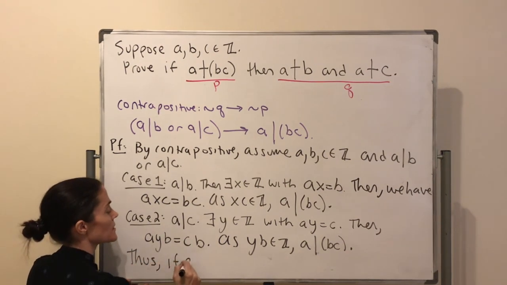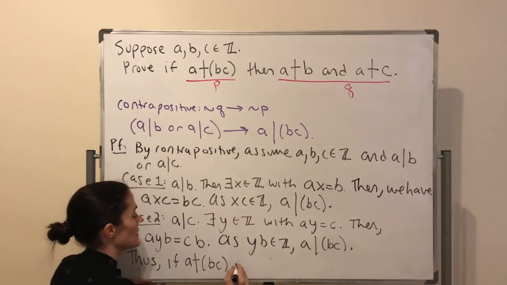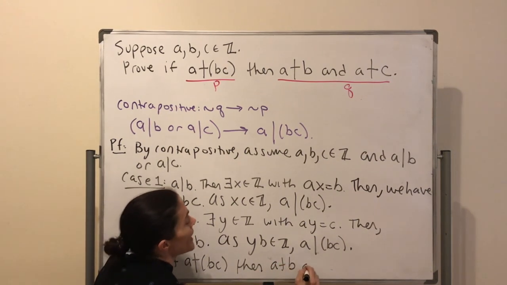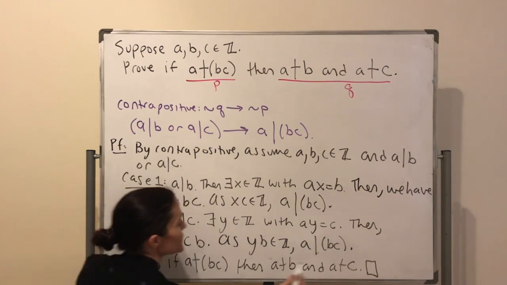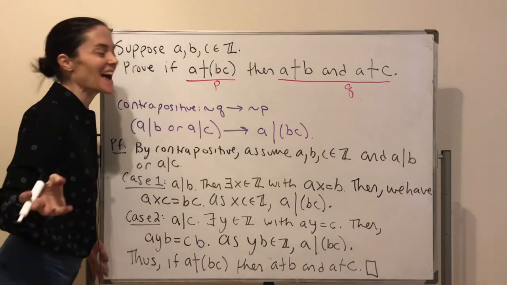Maybe I will state the original thing that we proved. If A does not divide BC, then A does not divide B, and A does not divide C. And we proved this using contrapositive, but also we had cases.